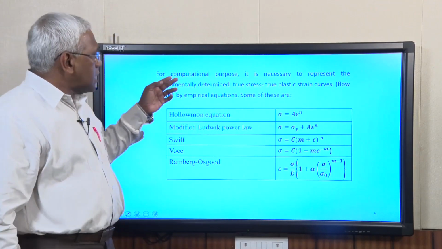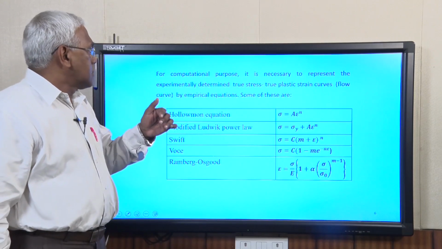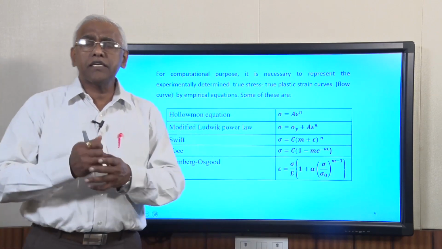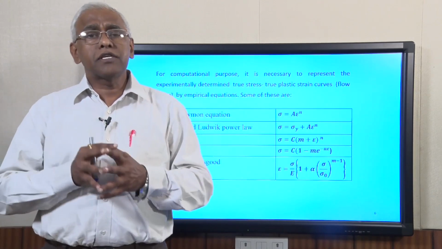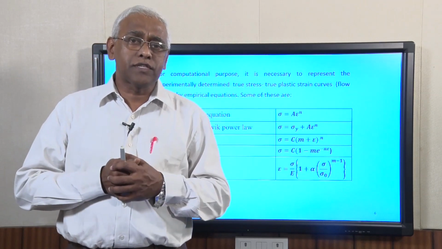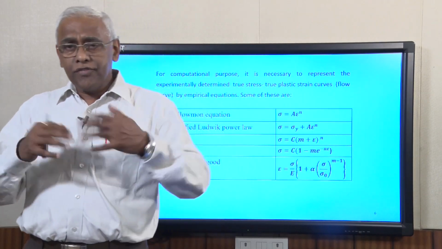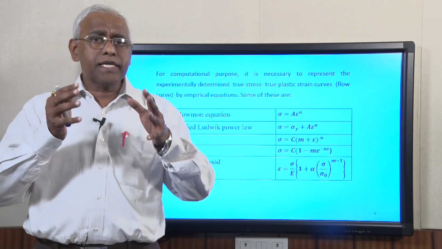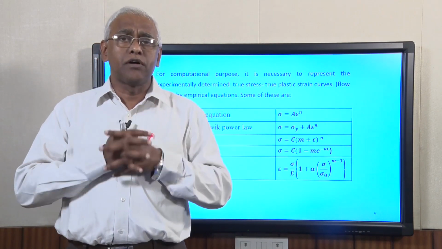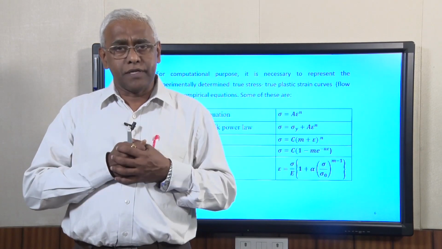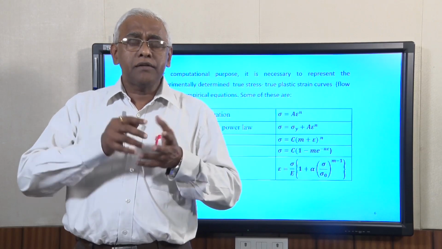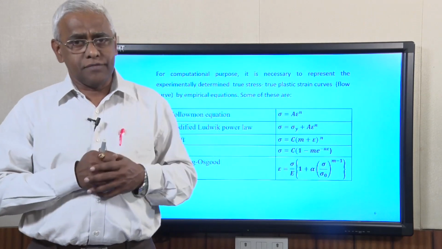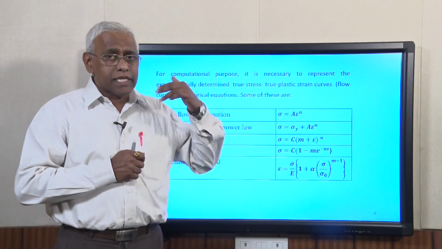For that purpose, many times it is necessary to represent the experimentally determined flow curve. You conduct a tensile test and get your flow curve, that is, a true stress versus true strain curve. If you have that data for a particular material, normally the experiment is carried out in the fully annealed condition, where the material is soft, by doing a tensile test. This is because during plastic deformation there is going to be work hardening, so you do not know the state of a material when you get it from the market.